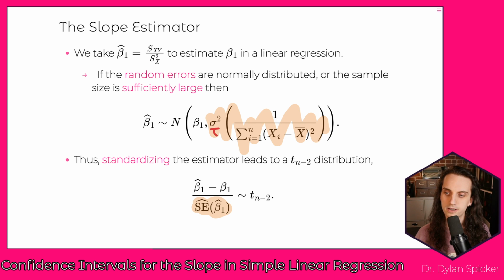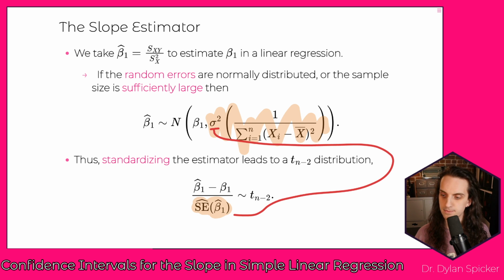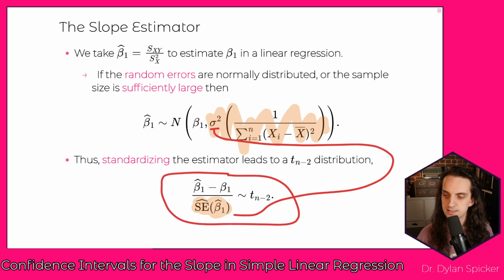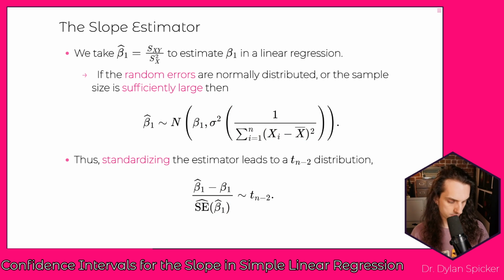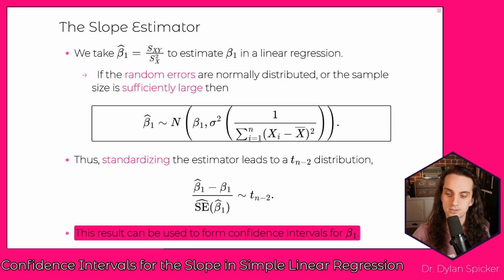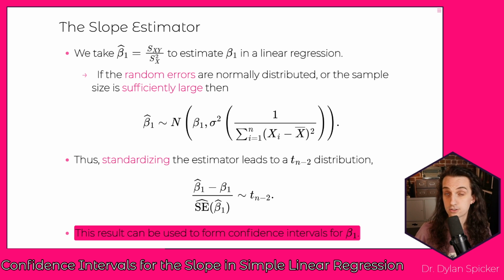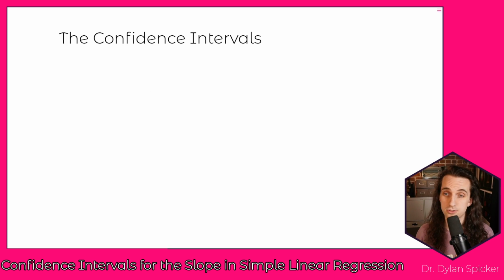So if we plug in the mean squared error here, then that's going to give us the estimated standard error of beta hat 1, and then standardizing using that estimated standard error is going to give us a t-distribution with n minus 2 degrees of freedom. And so this t-distribution is going to serve as the basis for our confidence intervals here. So we can form confidence intervals for beta 1 using this t-distribution.